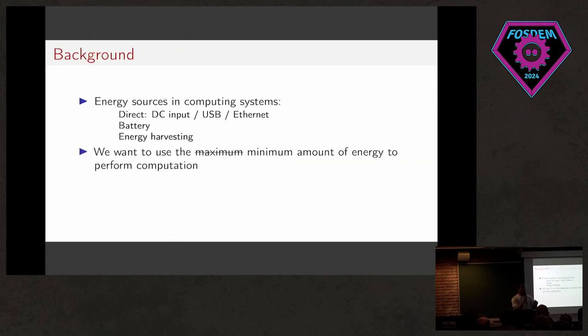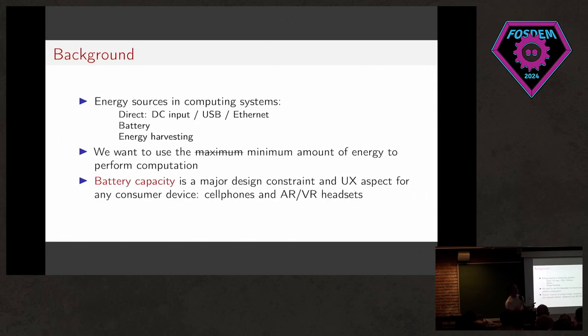Now, we want to use the minimum amount of energy to perform our task. Why? Because energy consumption correlates with battery capacity, and battery capacity is a significant design constraint for your consumers, okay? All of us have cell phones. We have the recent buzz around Apple Vision Pro, AR devices. These devices are significantly restricted by the amount of battery capacity. So we want to minimize the energy that we use to get the job done, okay?